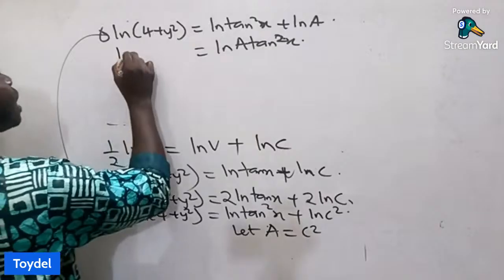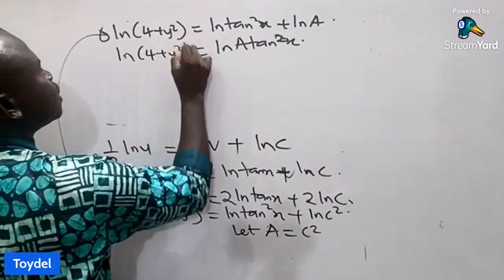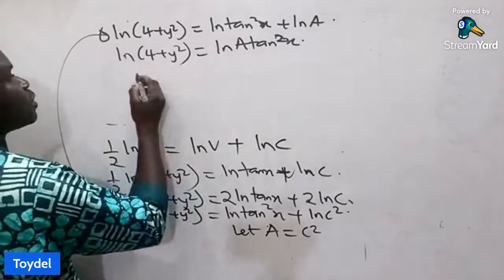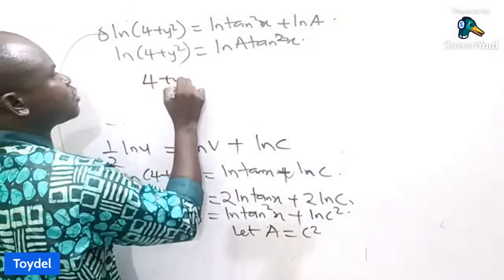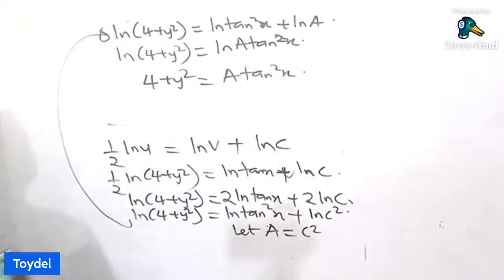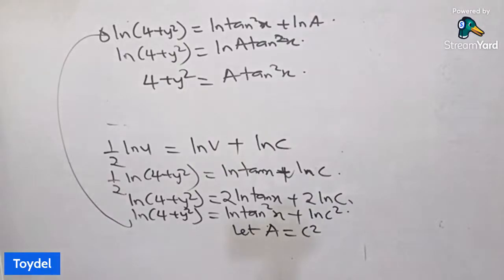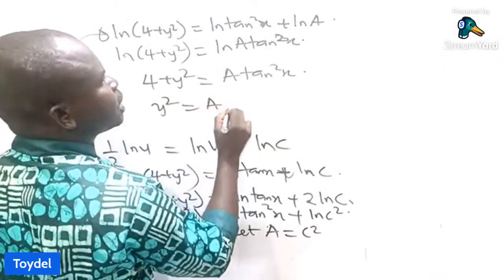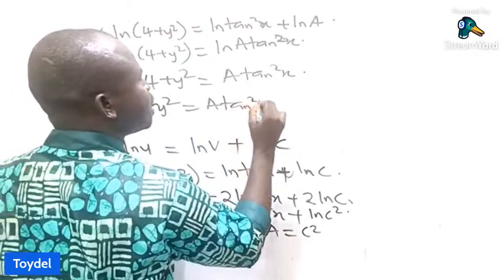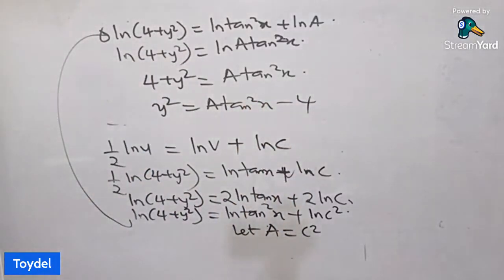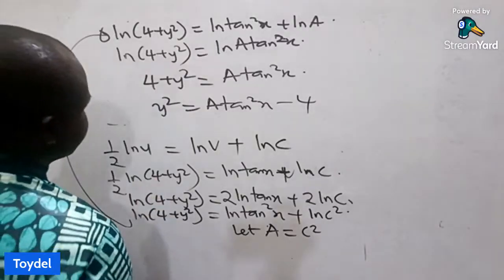So this says ln of 4 plus y squared. When I take the exponential of both sides, exponential will cancel out ln. So I'm going to have 4 plus y squared to be equal to a tan squared x. Then, of course, I can stop at this point. Or I'll say y squared is equal to a tan squared x minus 4, where a is an arbitrary constant.